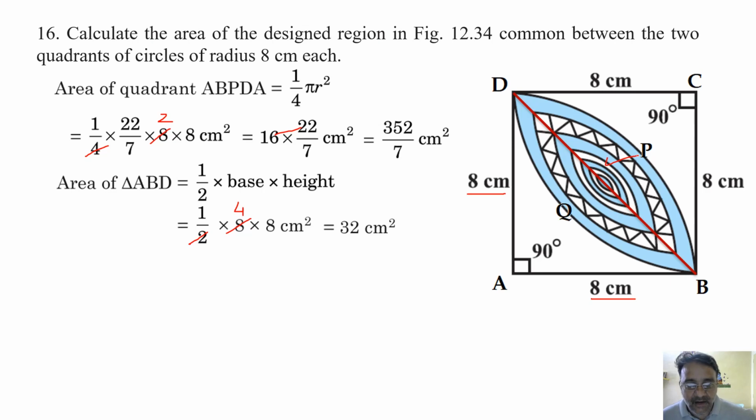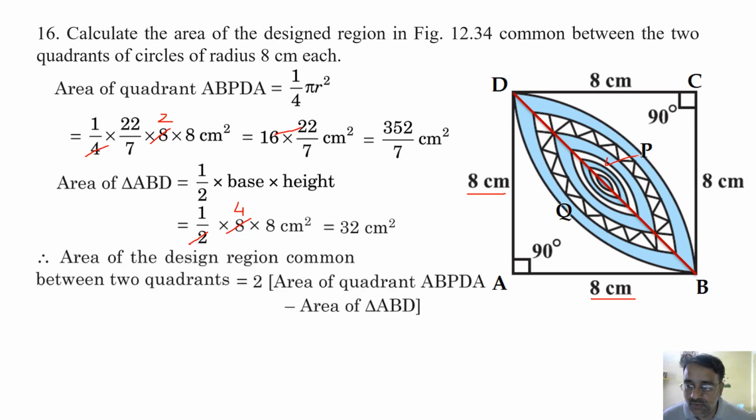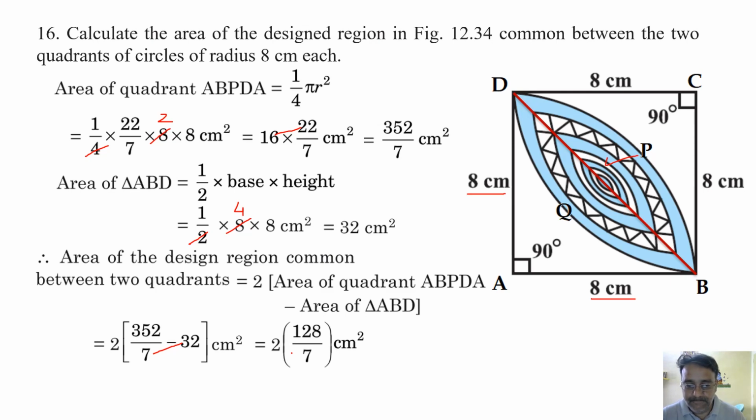So area of design region common between two quadrants will be 2 times area of quadrant ABPDA minus area of triangle ABD. Okay, 352 upon 7 minus 32. Multiplying 32 by 7 we get 224, and subtracting from 352 we get 128 by 7. So 2 into 128 is 256 upon 7. So the same answer is given in the book and the approximate value is 36.57 centimeters square.